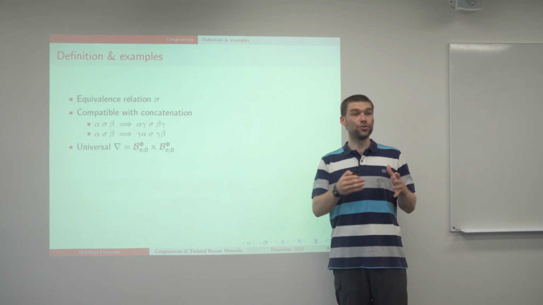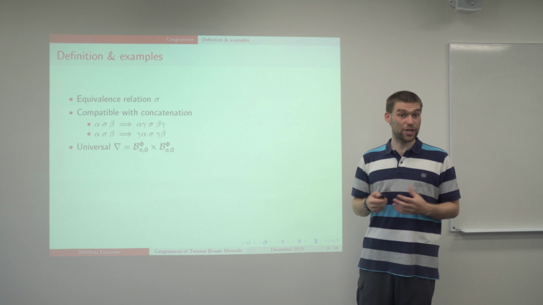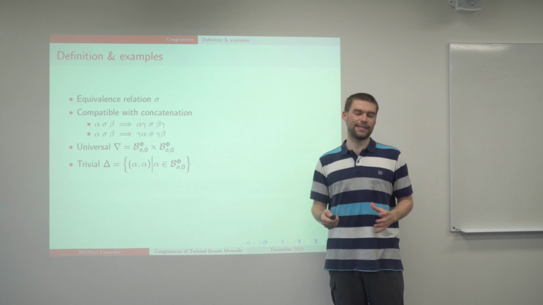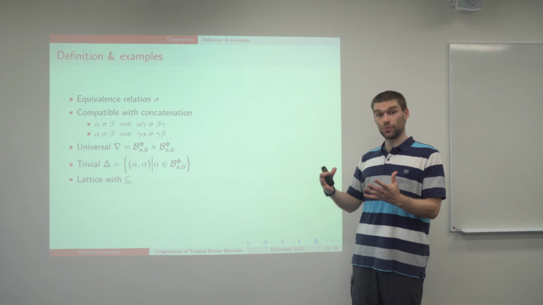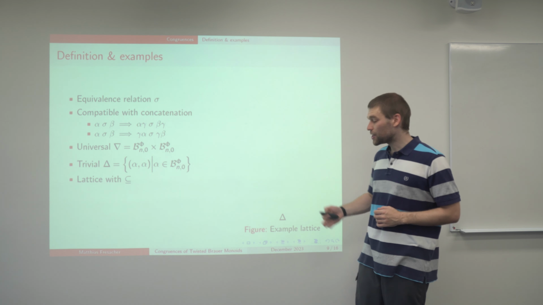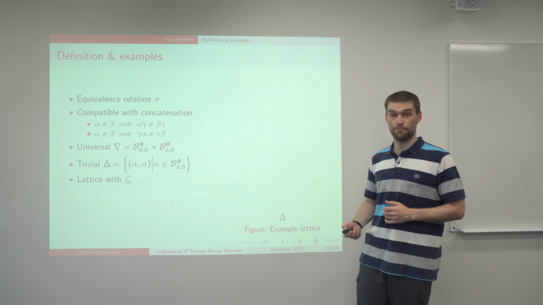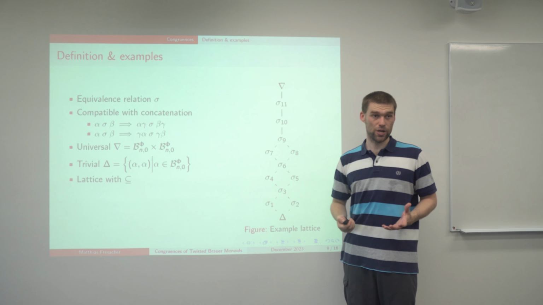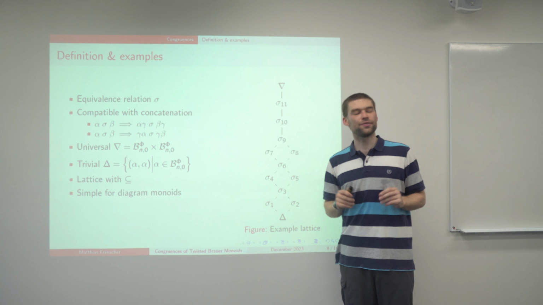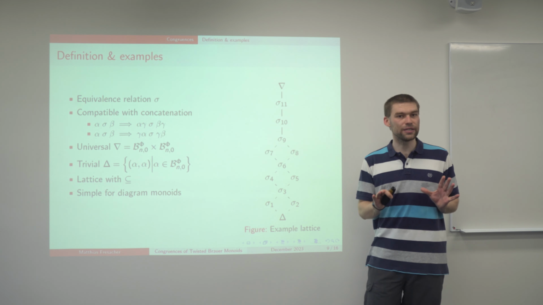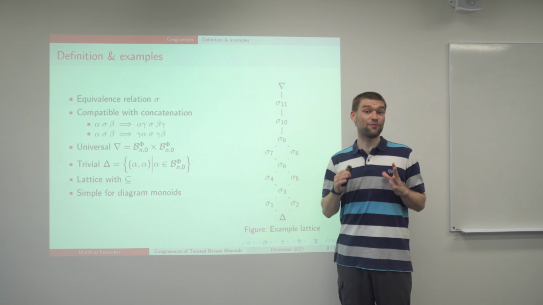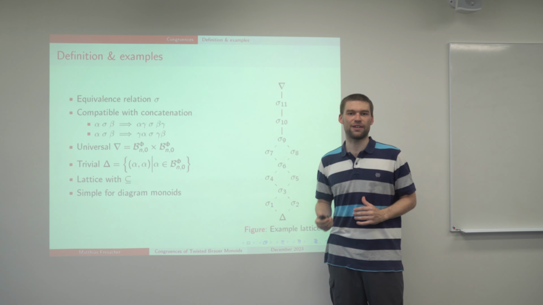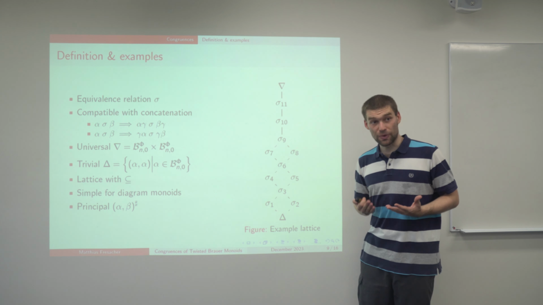Some easy examples include the universal congruence, where everything is congruent to everything else, and likewise the trivial congruence, where everything is only congruent to itself. In between these two extremes, we have a lattice with subset inclusion. So you can picture this as having the trivial congruence at the bottom, the universal congruence at the top, and all sorts of different congruences in between. If I were to take an arbitrary monoid, this congruence lattice would be horrendously complicated. But it's a pretty remarkable fact that for diagram monoids, these lattices are very simple and can be as simple as just a chain.